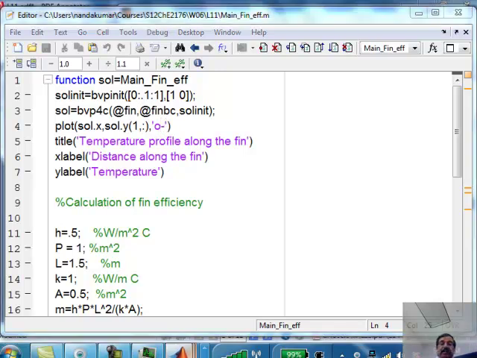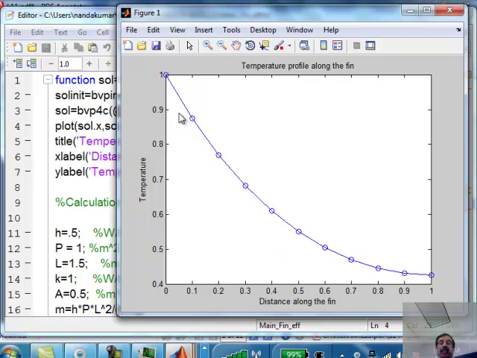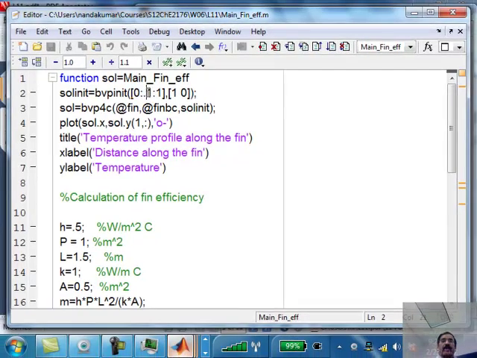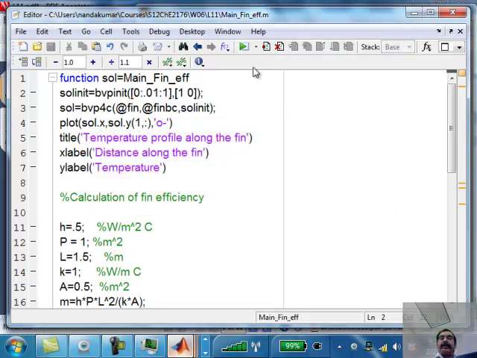So why did I get the temperature only at 0, 0.1, 0.2, 0.3? If you look carefully, this is at x equal to 0.3, x equal to 0.4, x equal to 0.5, etc. Why did I get them only at those solutions? This is the initial condition I put in, from 0 to 1 in steps of 0.1. So if I want to get it at 100 points, at a distance of 0.01, what would I have to do? I just change that to 0.01, save that and run it again.